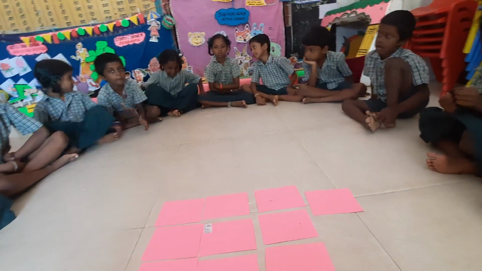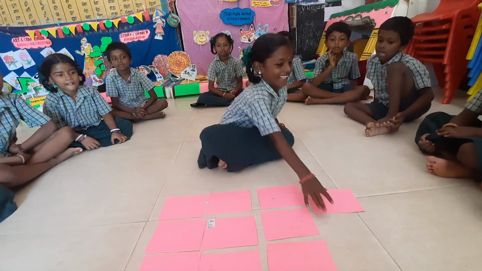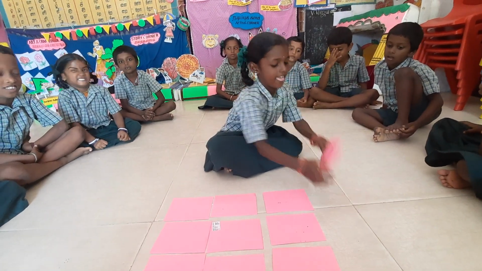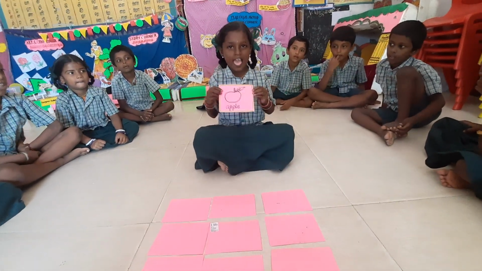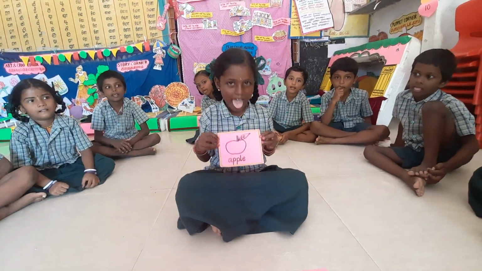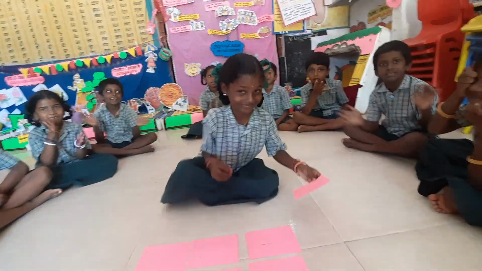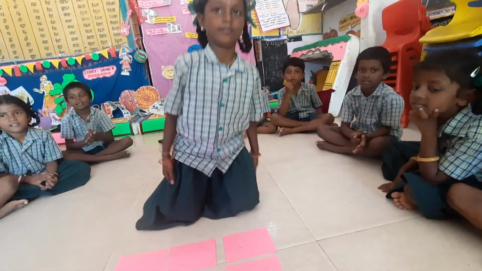Sanjana Kamya. Sit down. Take a card. And show it to me. Show it to me. Apple. Repeat it again. Apple. Very good. Clap for Sanjana. Give it to me. Now you go to your place.